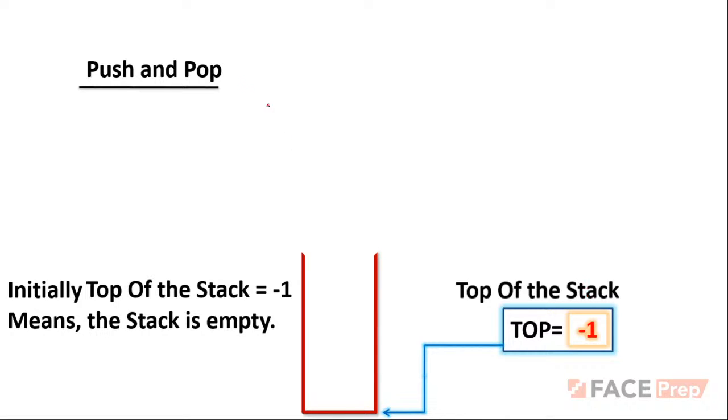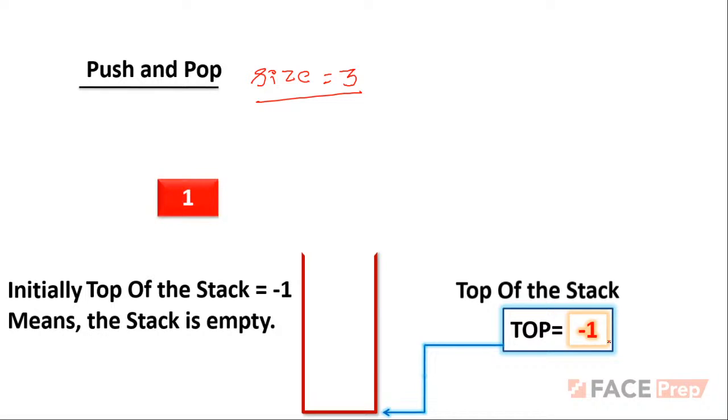Here, let us consider the size of the stack to be 3, because we have to know whether the stack is full or empty, right? For that, we can get to know with the help of the top value. So when the top is equal to -1, which means the stack is empty.